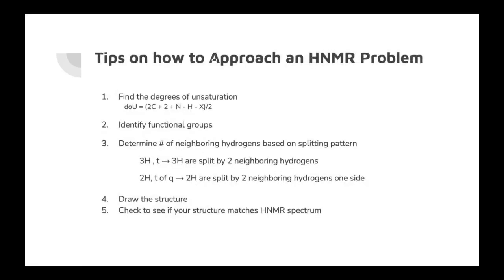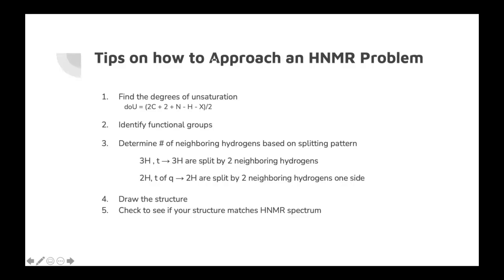So some of the tips on how to approach an HNMR problem: I wouldn't just start drawing when you see an HNMR spectrum. I would start labeling. So the first thing you would do is that they're going to give you the empirical formula of the molecule. So you would find the degrees of unsaturation using this formula. And then if you have 4 or more, it usually means you're going to have at least 1 benzene ring in there as well. And then you're going to identify the functional groups based on the chemical shifts from the chart. And then you're going to determine the number of neighboring hydrogens based on the splitting pattern.